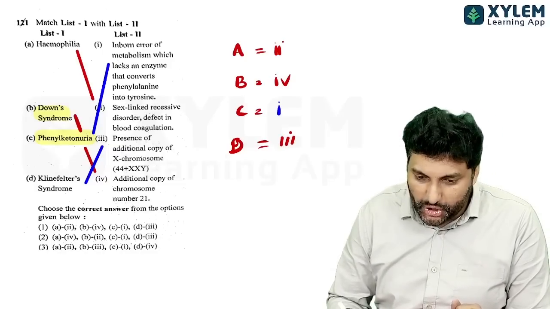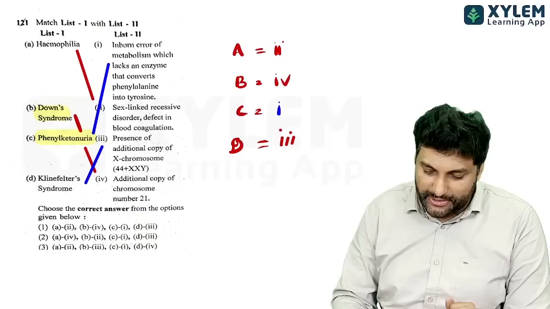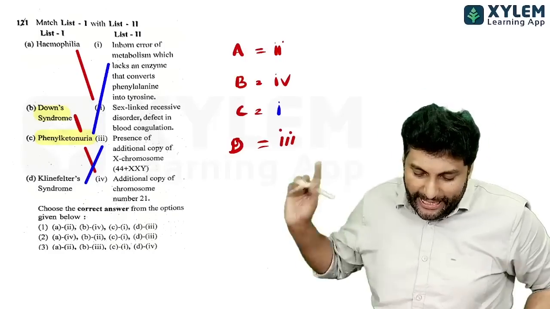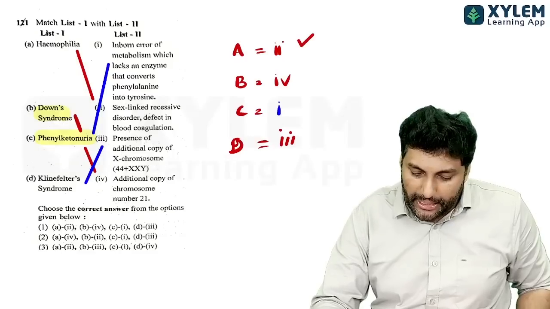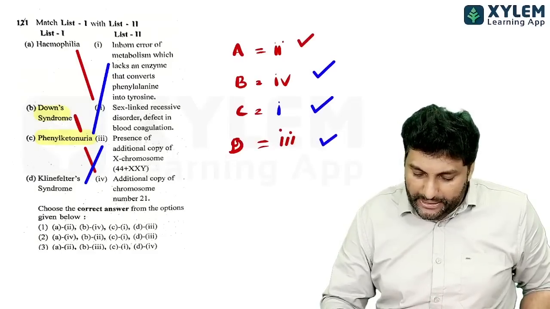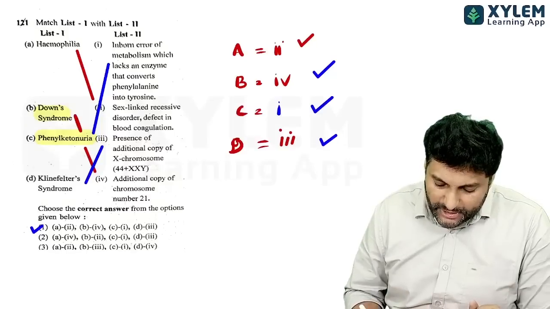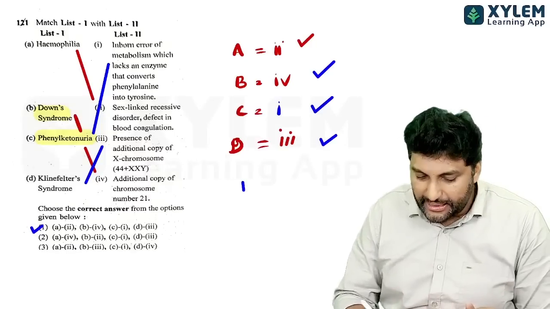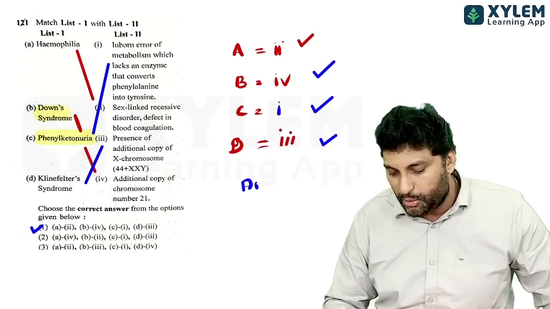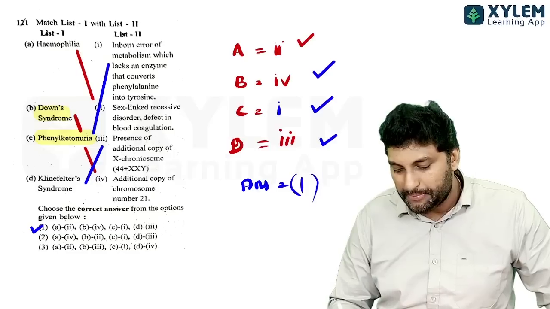So the right choice goes to, the answer will be A for 2, B for 4, C for 1, D for 3. So the right one is the first one. The first one is the right choice. Answer goes to the first one.